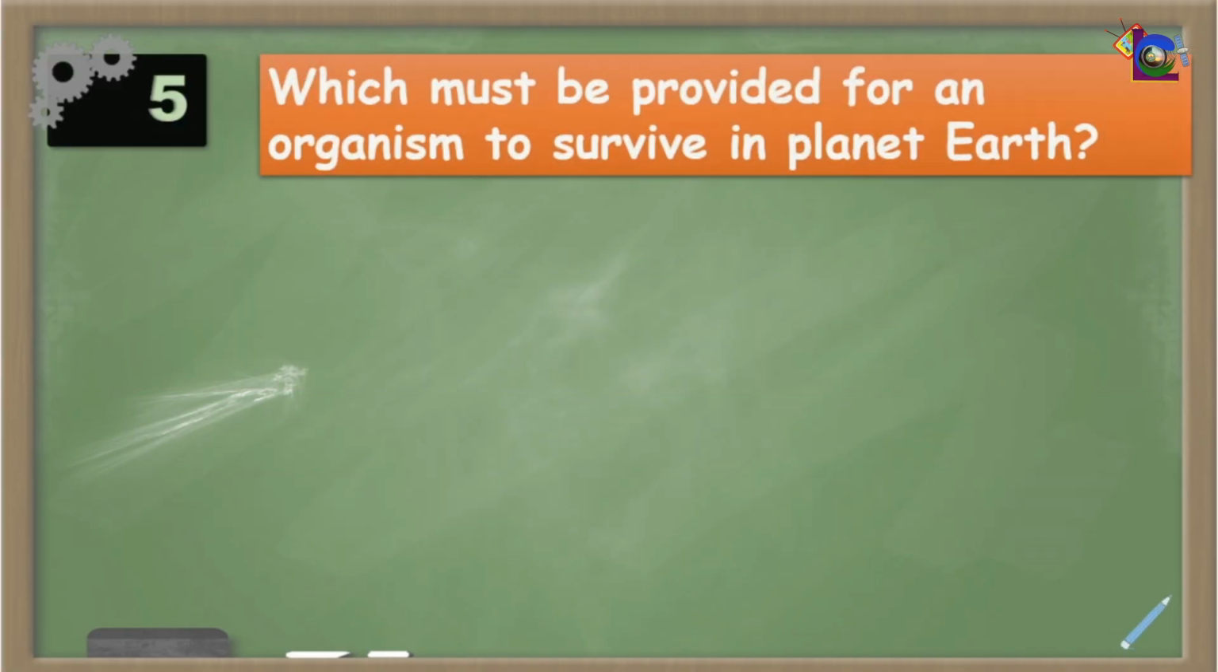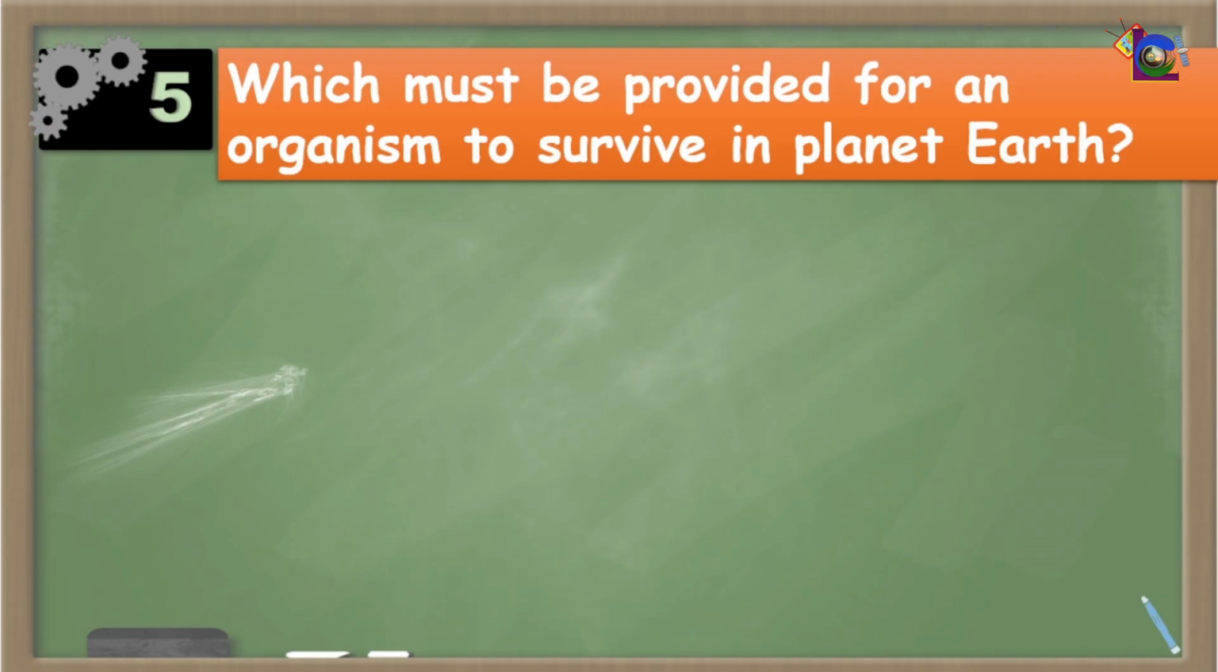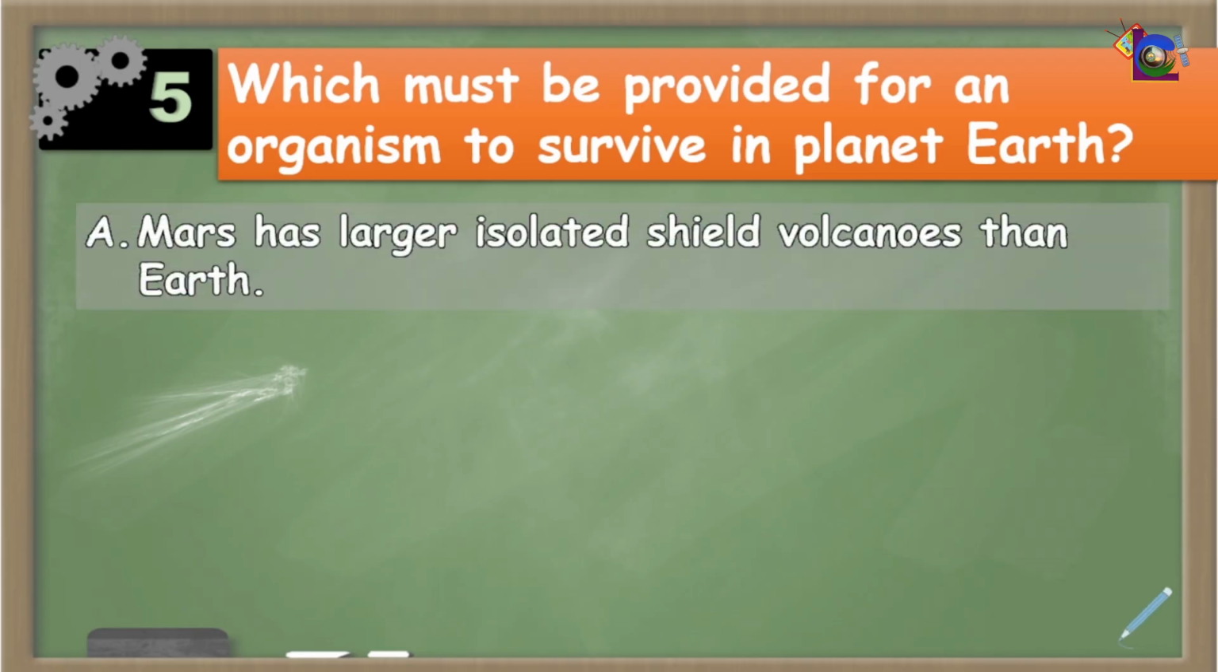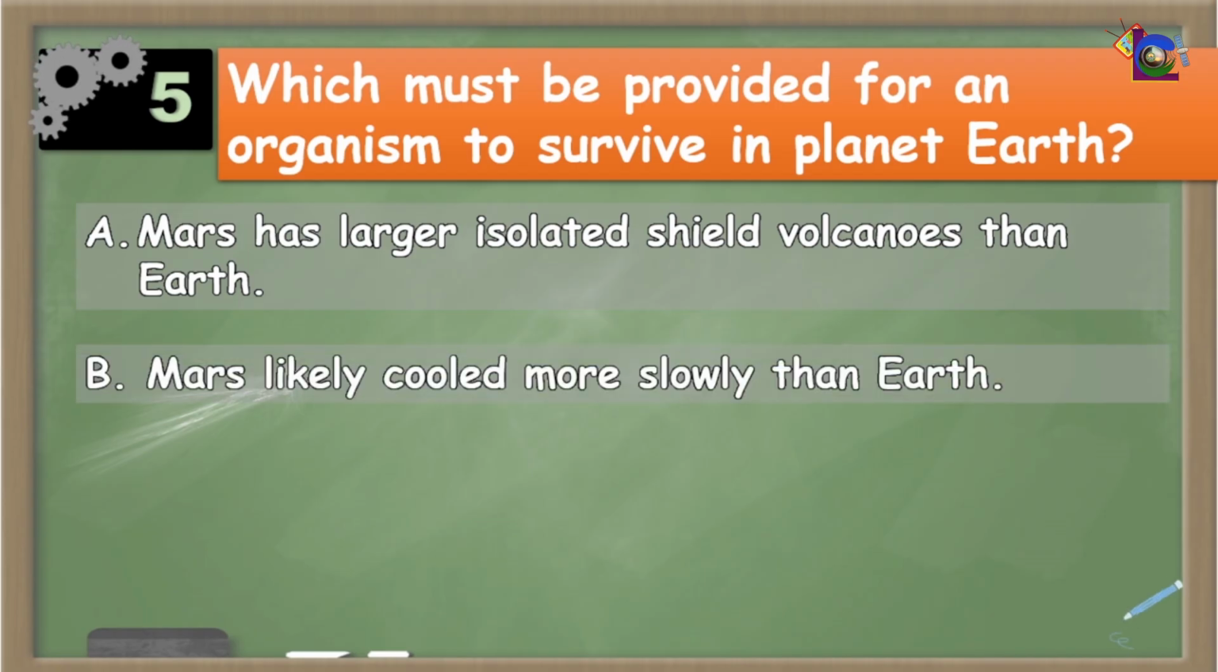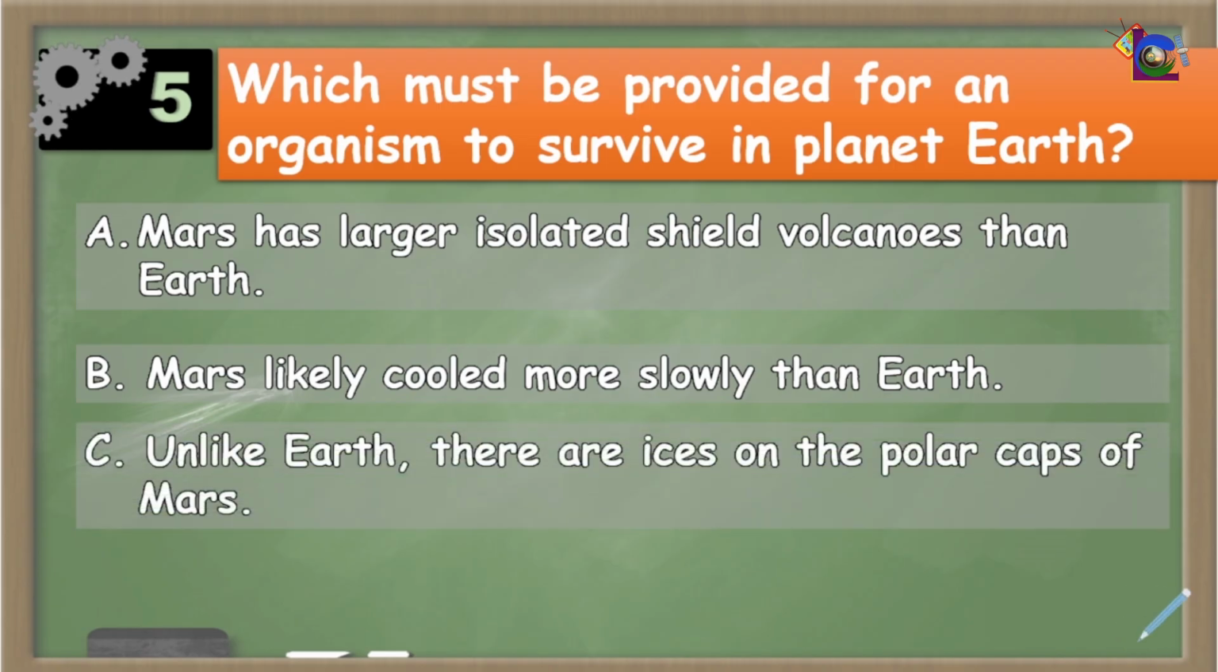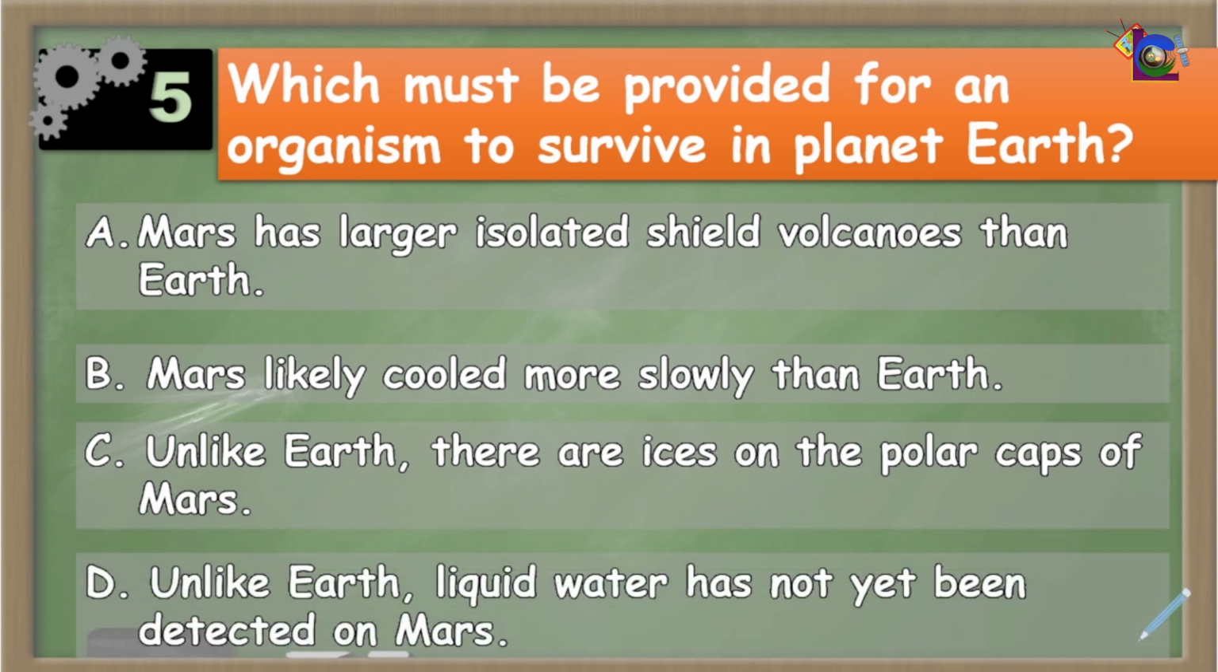Question number 5. Which must be provided for an organism to survive on the planet Earth? Is it A, Mars has larger isolated shield volcanoes than Earth? B, Mars likely cooled more slowly than Earth? C, unlike Earth, there are ices on the polar caps of Mars? Or letter D, unlike Earth, liquid water has not yet been detected on Mars? The correct answer is letter B.